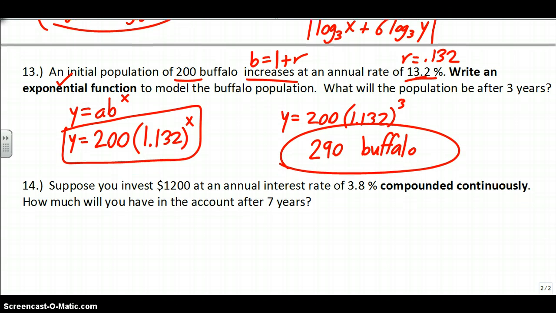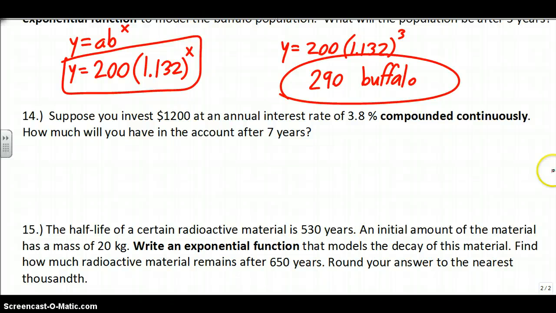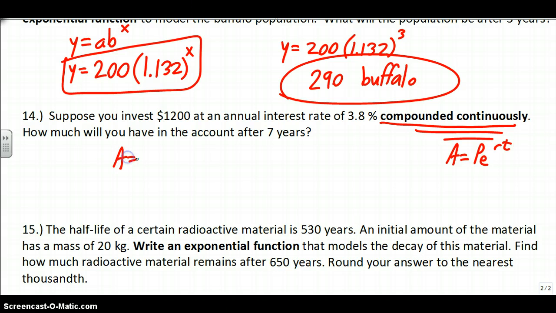All right. Suppose you invest $1,200 at an annual interest rate of 3.8% compounded continuously. This is important. Compounded continuously uses this formula, P e to the rt, where P is your initial amount. e is a number on our calculator. r is your rate. Again, you move it 2 places to the left, so it'll be 0.038. You'll notice this time we're not adding 1 to it. And then t, which is 7.